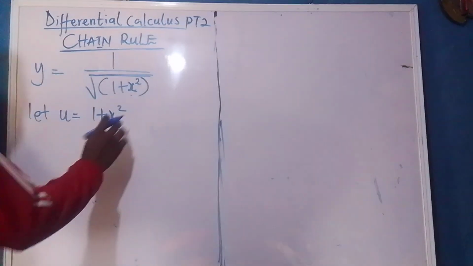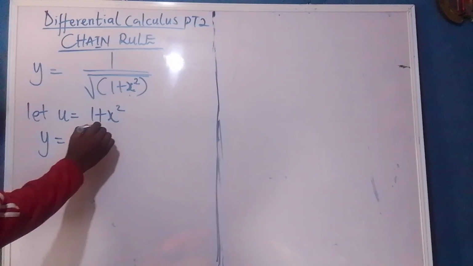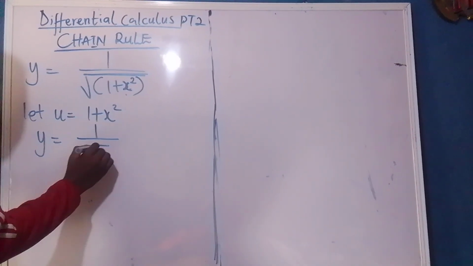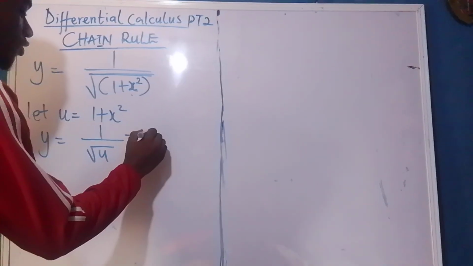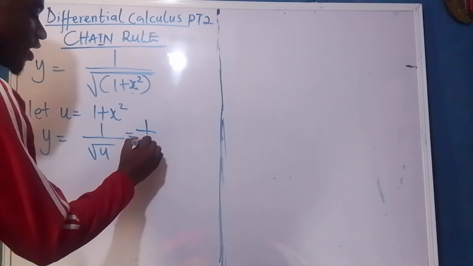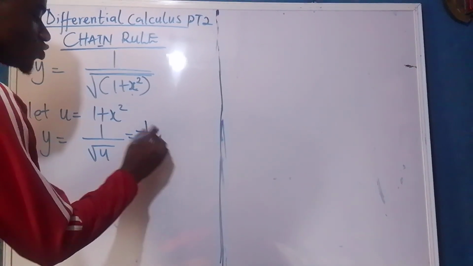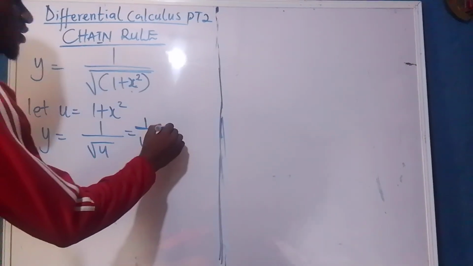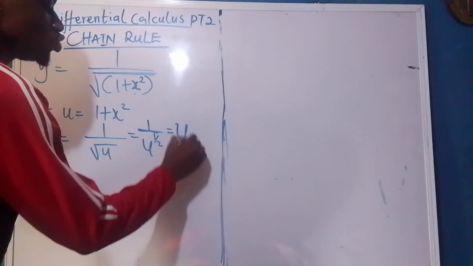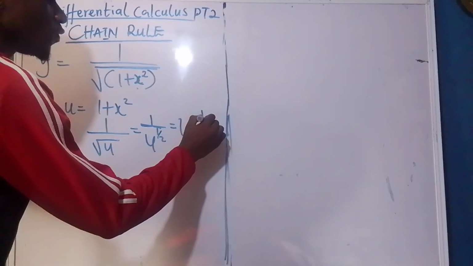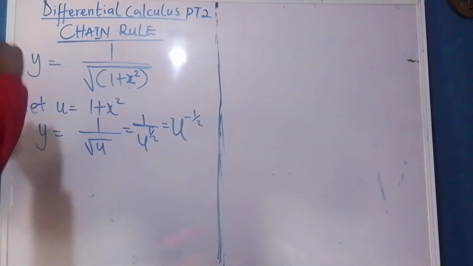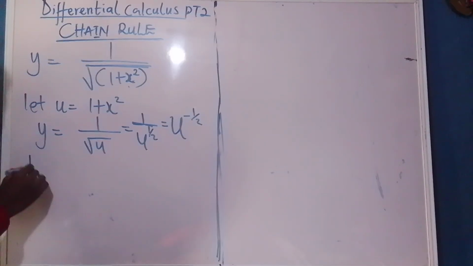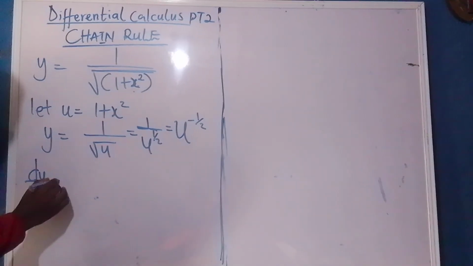Yes, and 1 plus x to the power of 2. Then our y is going to be 1 over square root of u, which can also be written as 1 over u to the power of 1 over 2 according to the law of indices, and can also be written as u to the power of negative 1 over 2 according to the reciprocal law of indices. So the next thing we're going to do is find du over dx.